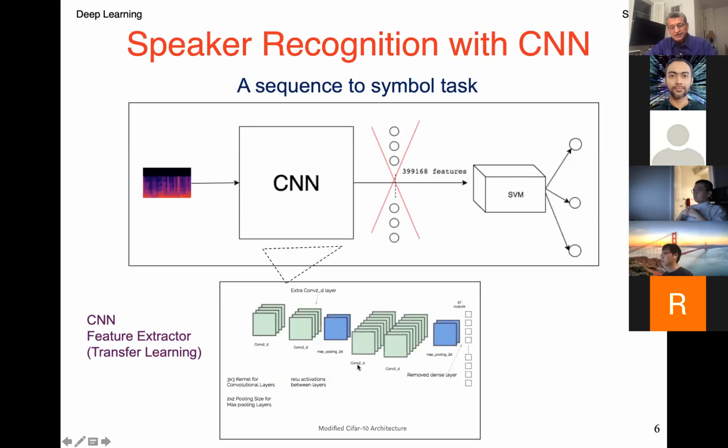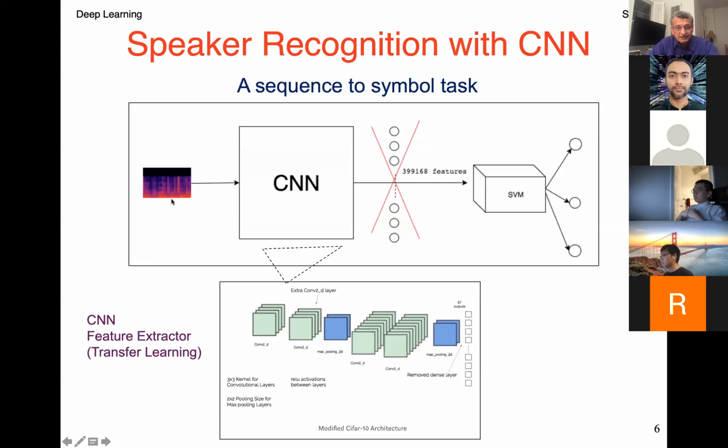All right, now let's get into a little bit of how deep learning is used in a very simple way to begin with, and then we'll look at these architectures more carefully. So this one was about speaker recognition with a convolutional neural network.